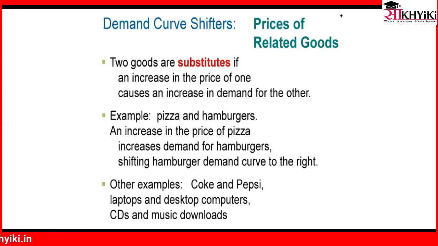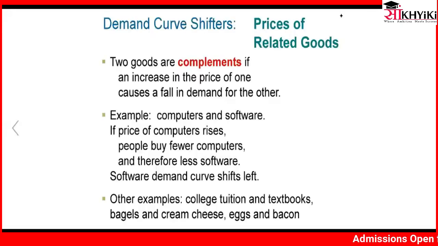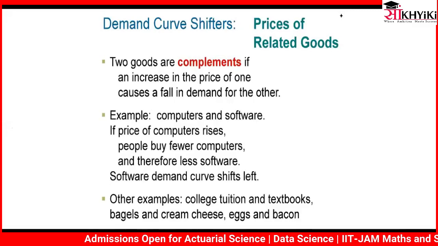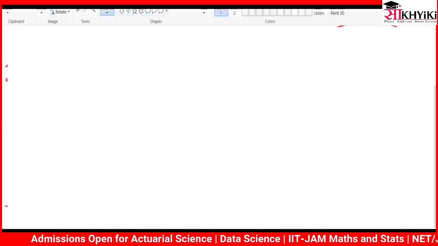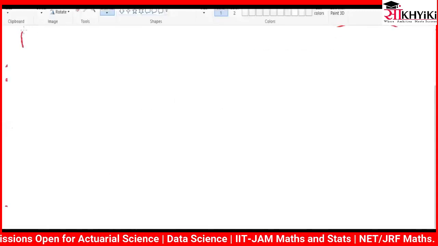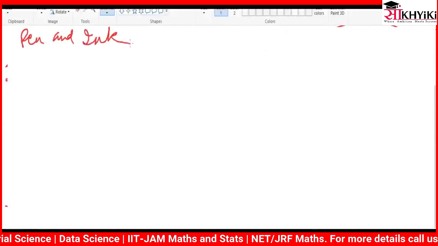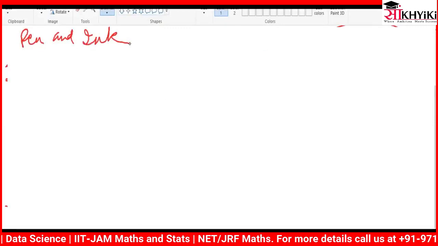Let us now try and understand the other kind of related goods, and those goods are called complementary goods. Now, what are complements? Complements are goods which are used together. So for example, let's say that my left shoe and right shoe are complements for me. Or my pen and the ink that I use inside the pen are complementary goods.